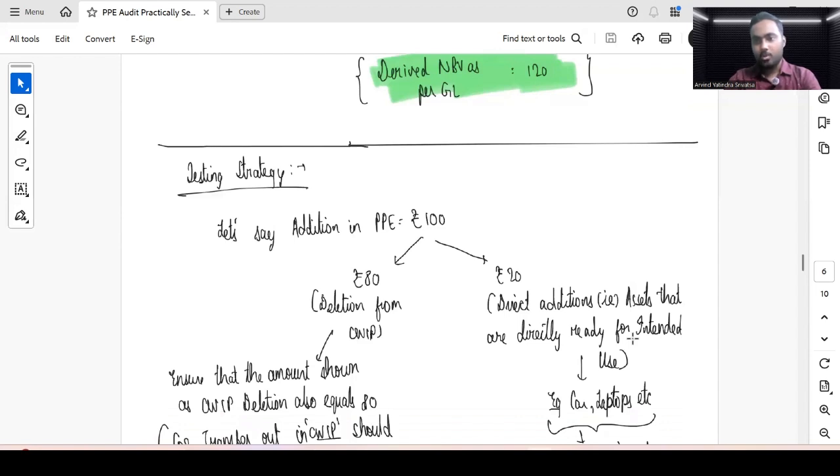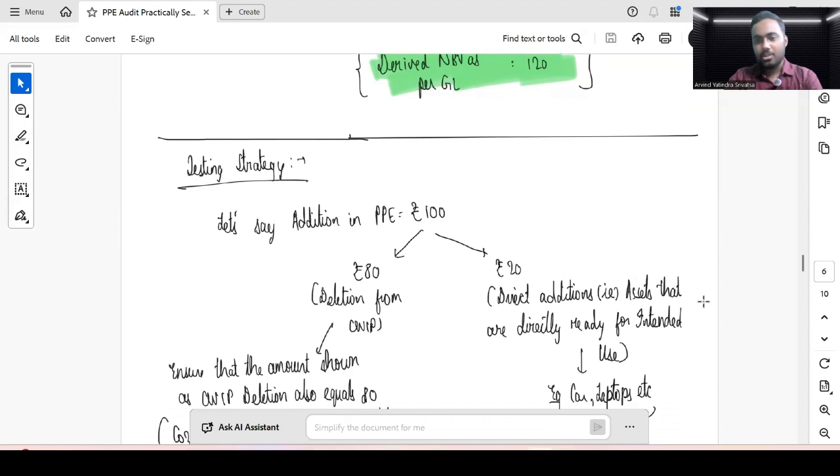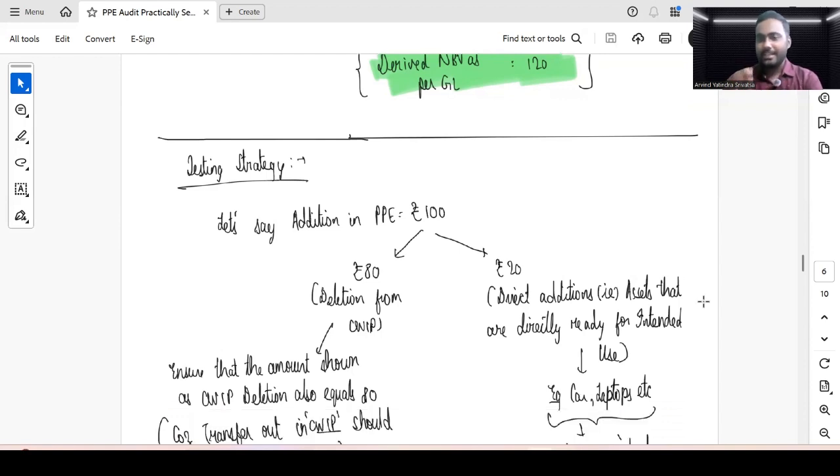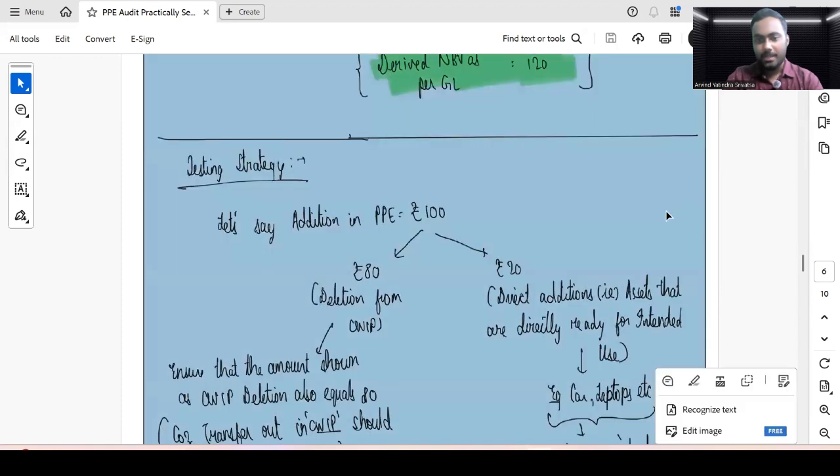You guys might be wondering, what is this 20? Guys, there are some assets which do not require any assembly or any erection to be done. For example, your cars, your laptops, or your vehicles, they don't require anything to be done for them to be ready for intended use, right? They are immediately ready for intended use in 99.99% of the cases. So these assets would not be routed through CWIP addition and then get removed from CWIP. These would directly be added to PPE because they are ready for intended use. So this is the 20 which we are referring to here. I hope you understood this, guys.